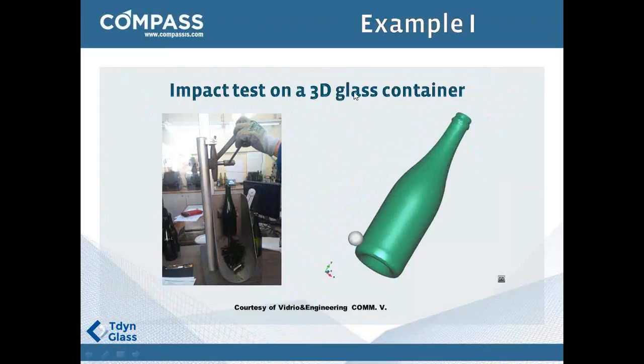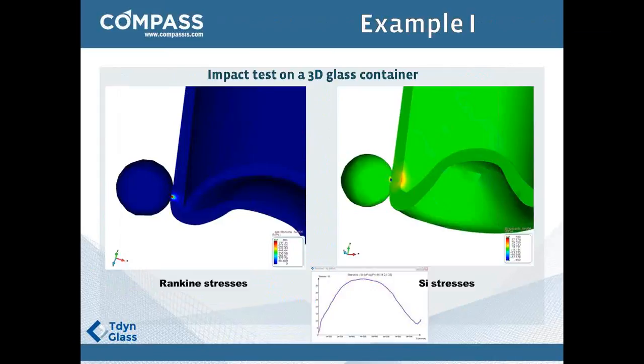So let's begin with the first example. This example will show the result of an impact test, which is a basic mechanical test performed on glass containers and which can be simulated with Tdyn Glass. The bottle, in this case, and the sphere contained in the pendulum impact tester have been modelized.